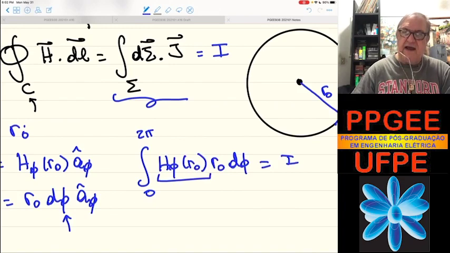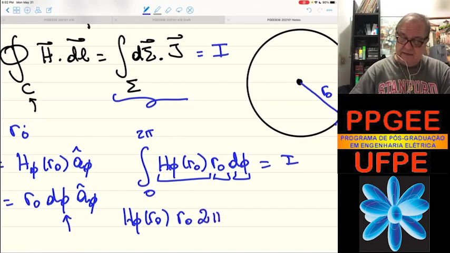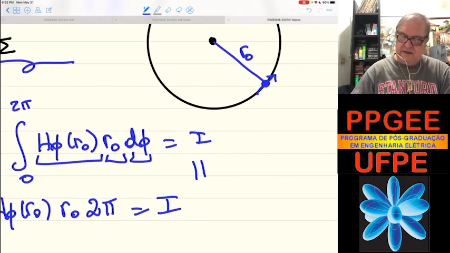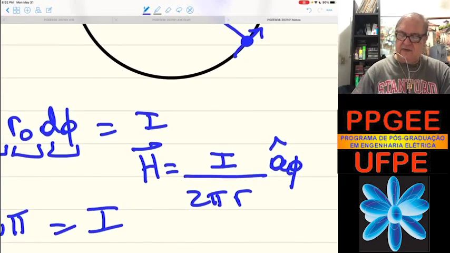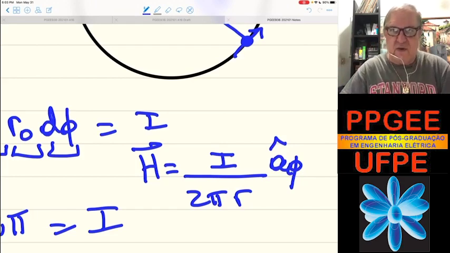You see, H phi goes out of the integral. It's going to be H phi of R0. R0 also goes out. So the integral of d phi is 2 pi, equals I. Then we have the result, the final answer: H equals I divided by 2 pi r, a phi. Now I'm making R0 equal to R again to make it our variable. That's the result we have, similar to what we have by doing Biot-Savart's law.